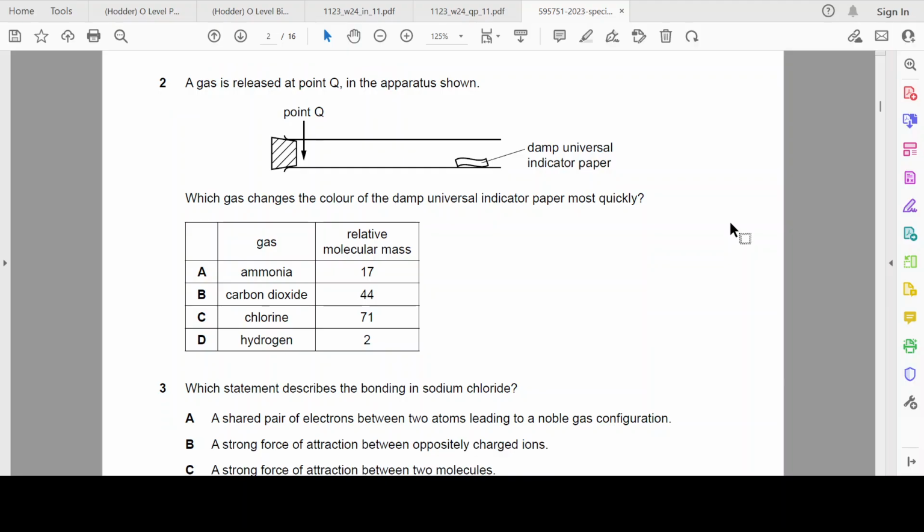A gas is released at point Q in the apparatus shown. Then you look at the figure that's given. So it's like a test tube or something with a cork. There's a gas at point Q and there's a damp universal indicator paper. Which gas changes the color of the damp universal paper most quickly? Carbon dioxide. Okay, think about it.